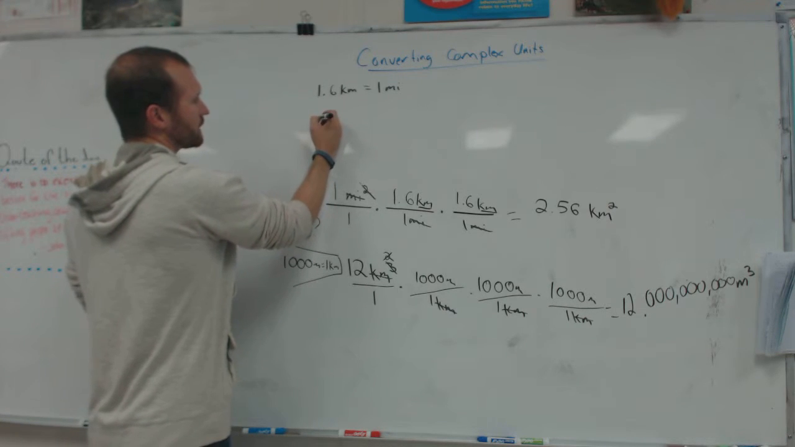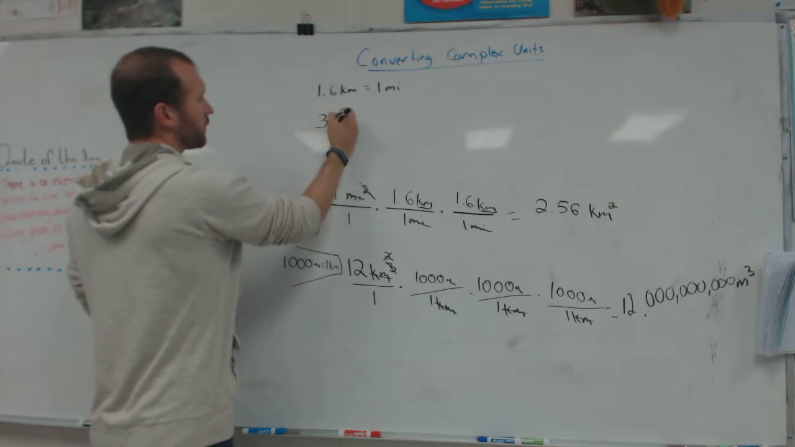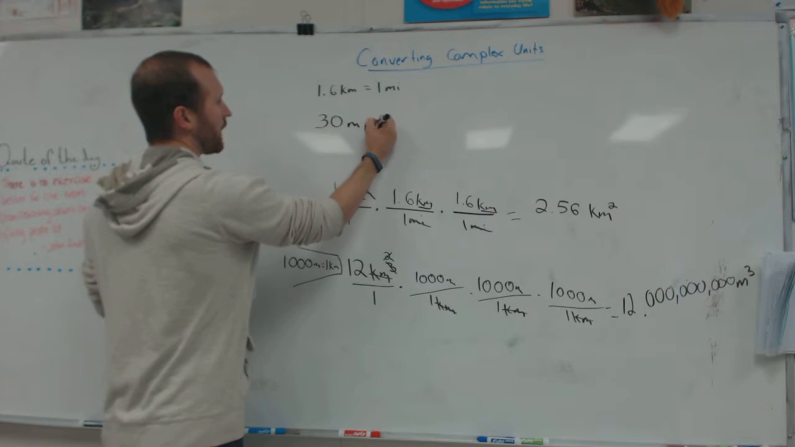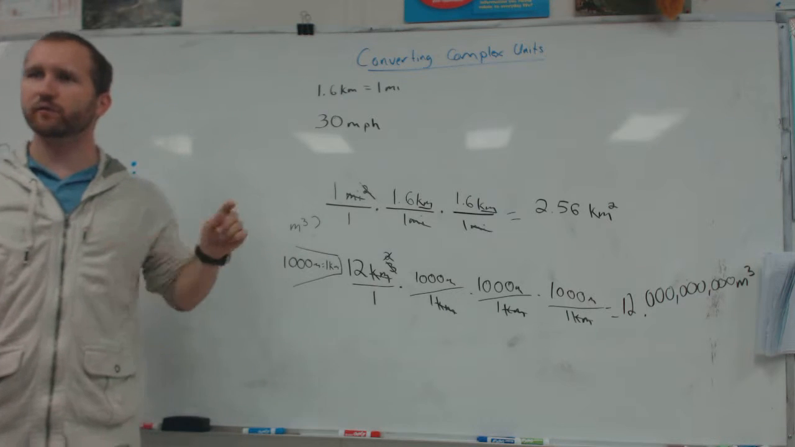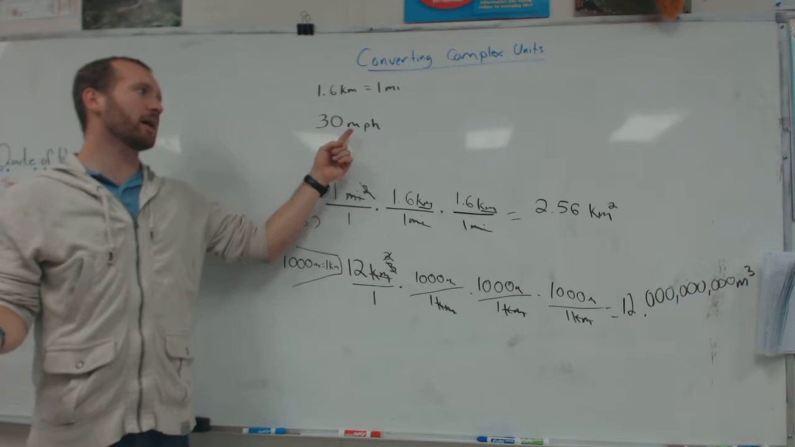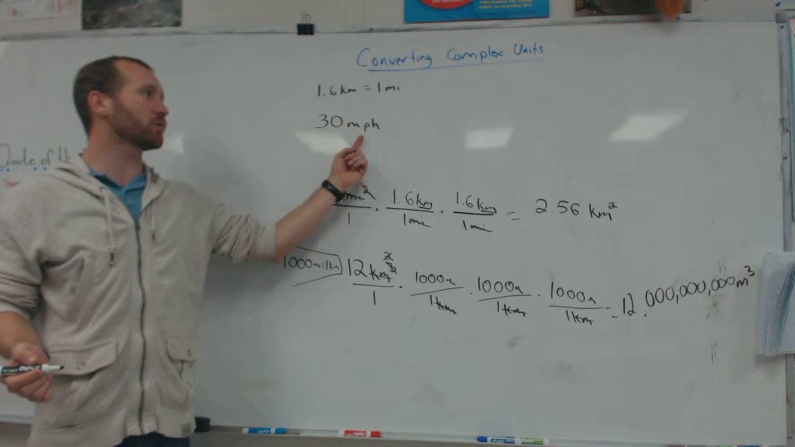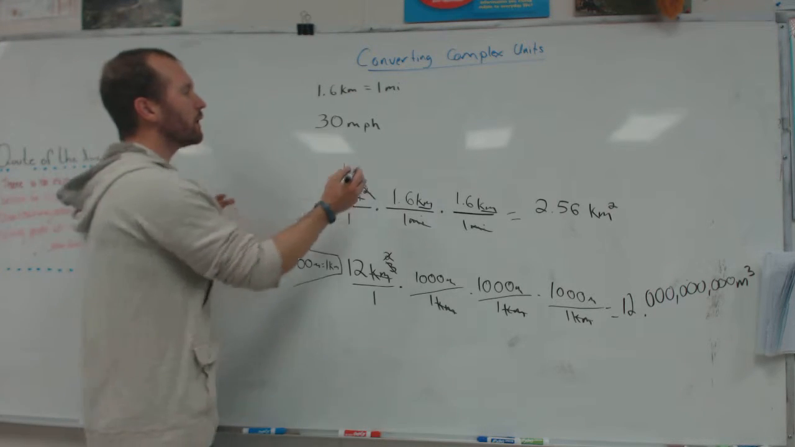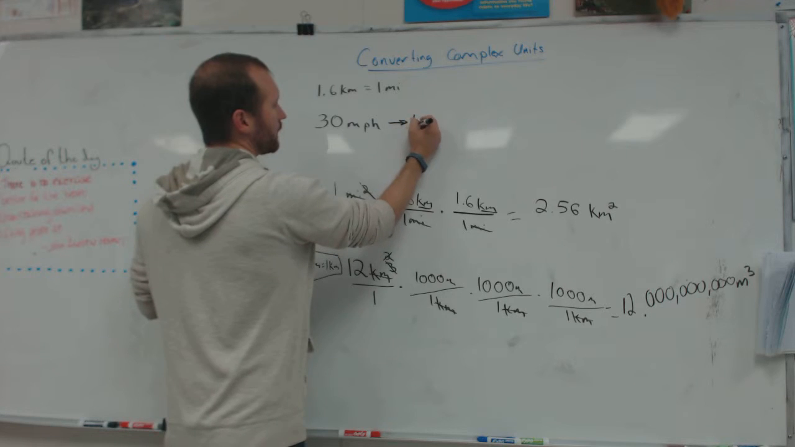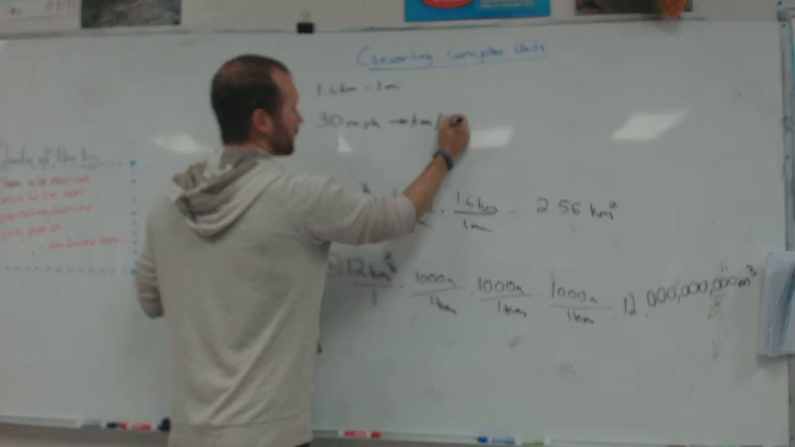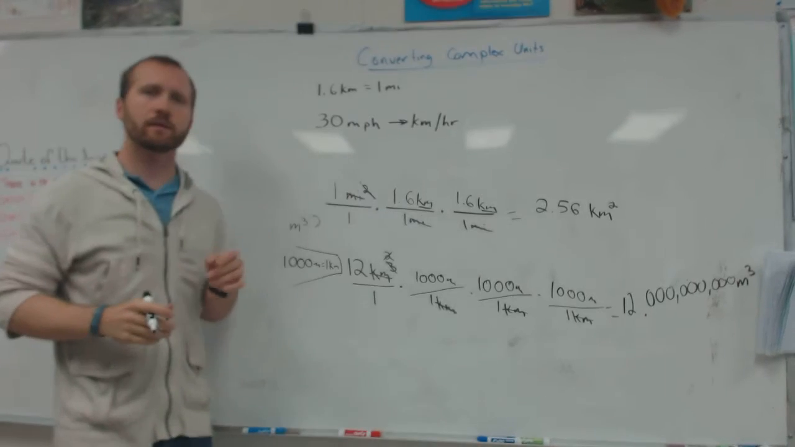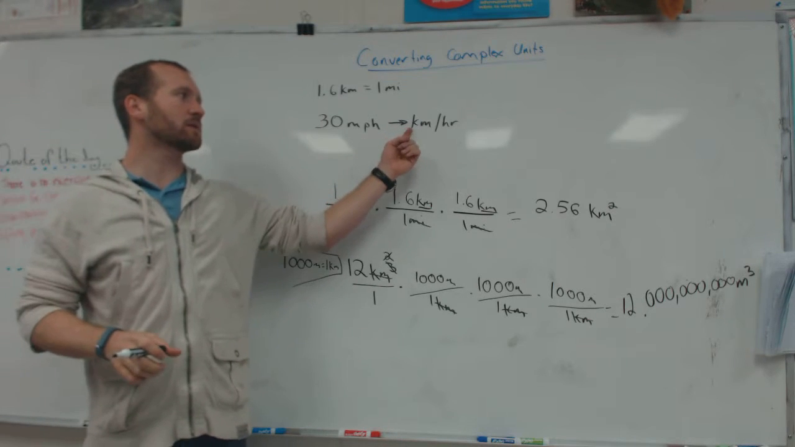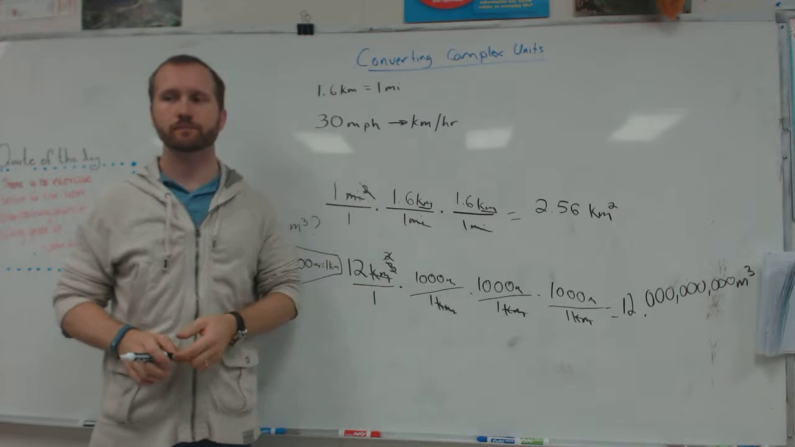And then let's say someone says, I was going a speed of 30 miles per hour. MPH stands for miles per hour. If you don't know that, I would write it out in your notes. Miles per hour. And I want to know how fast was that in kilometers per hour, which I'm going to write like that, because we're just not as familiar with that. We don't use that here. So this, remember, means kilometers per hour.